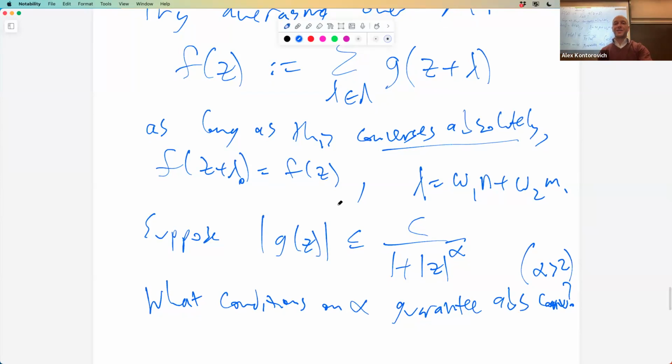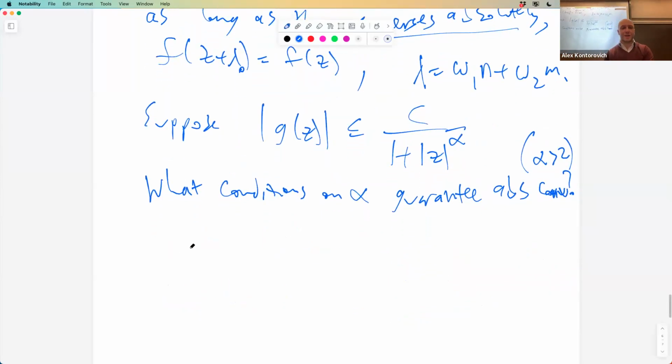It is a rank 2 lattice. One way I like to think about this is if you think about the lattice, wherever it is, we have this rank 2 lattice, lambda. If we think about any fixed radius r, how many lattice points are there between r and r plus 1?